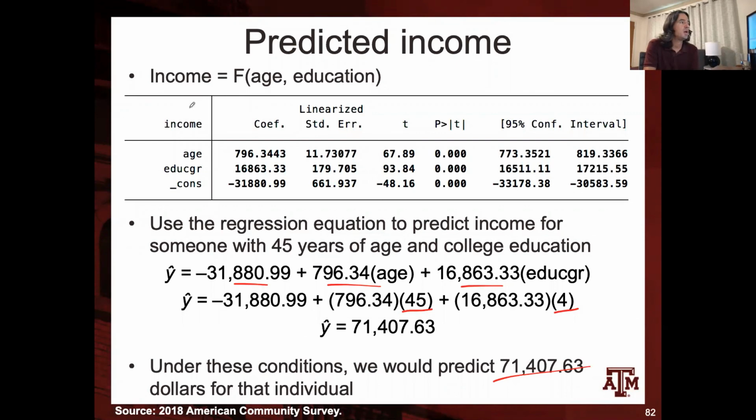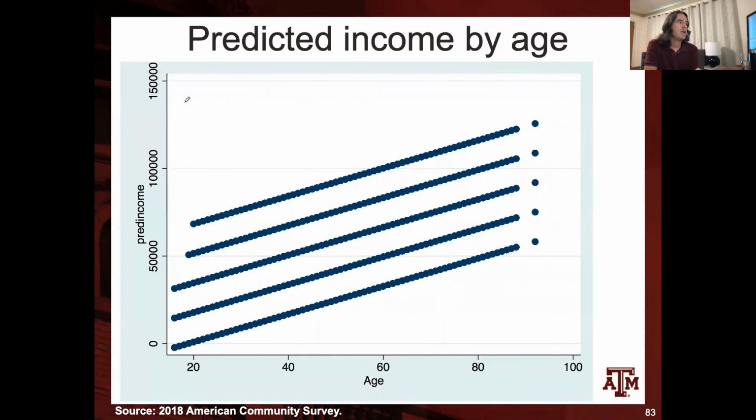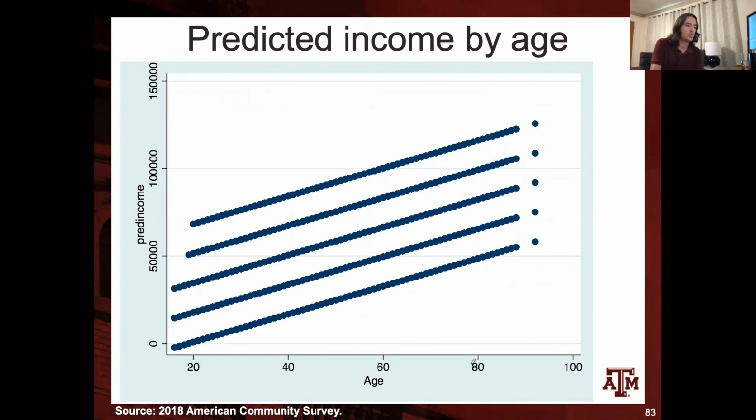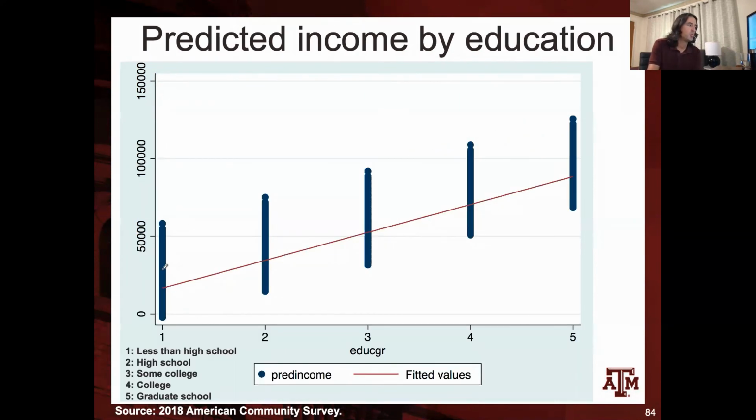And that's the model using income. And here we have the predicted values of income for people by age. We have this jump in these 5 groups exactly because we have the 5 education groups. And here are the predicted values by education. In this case, we are saying older people make more money. Here we are saying that people with higher education make higher earnings, right?